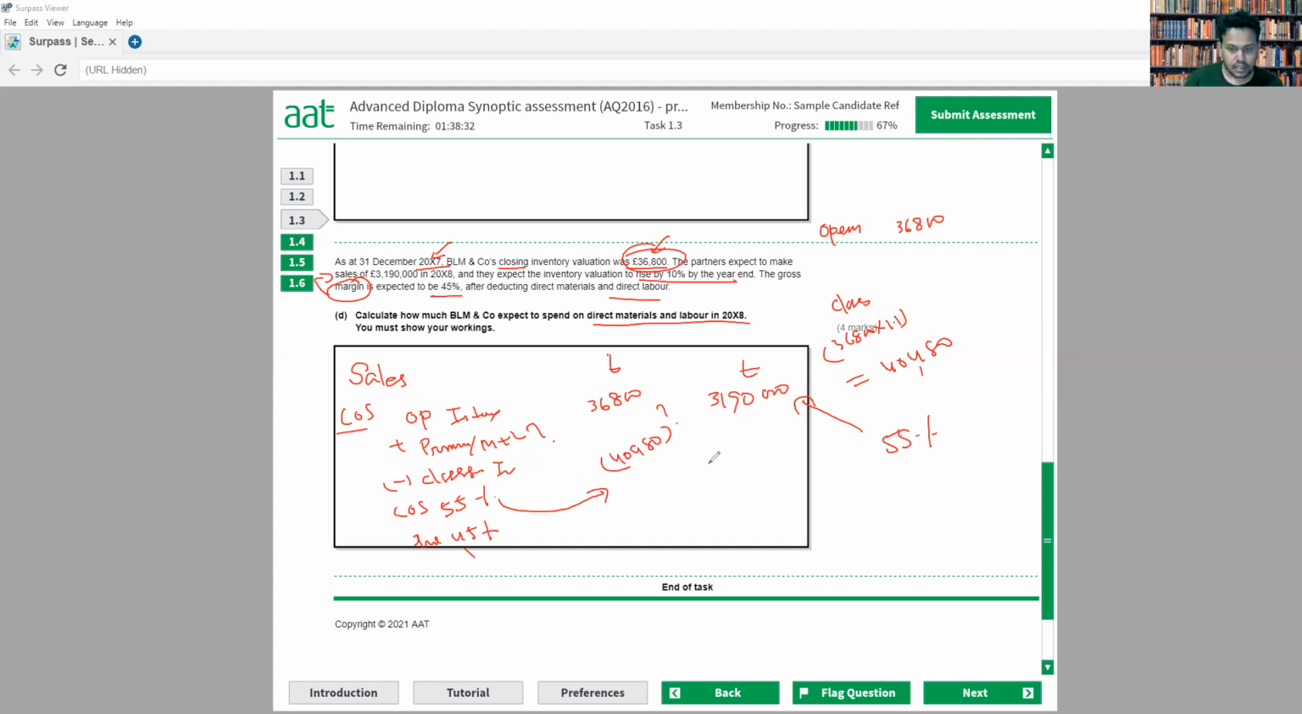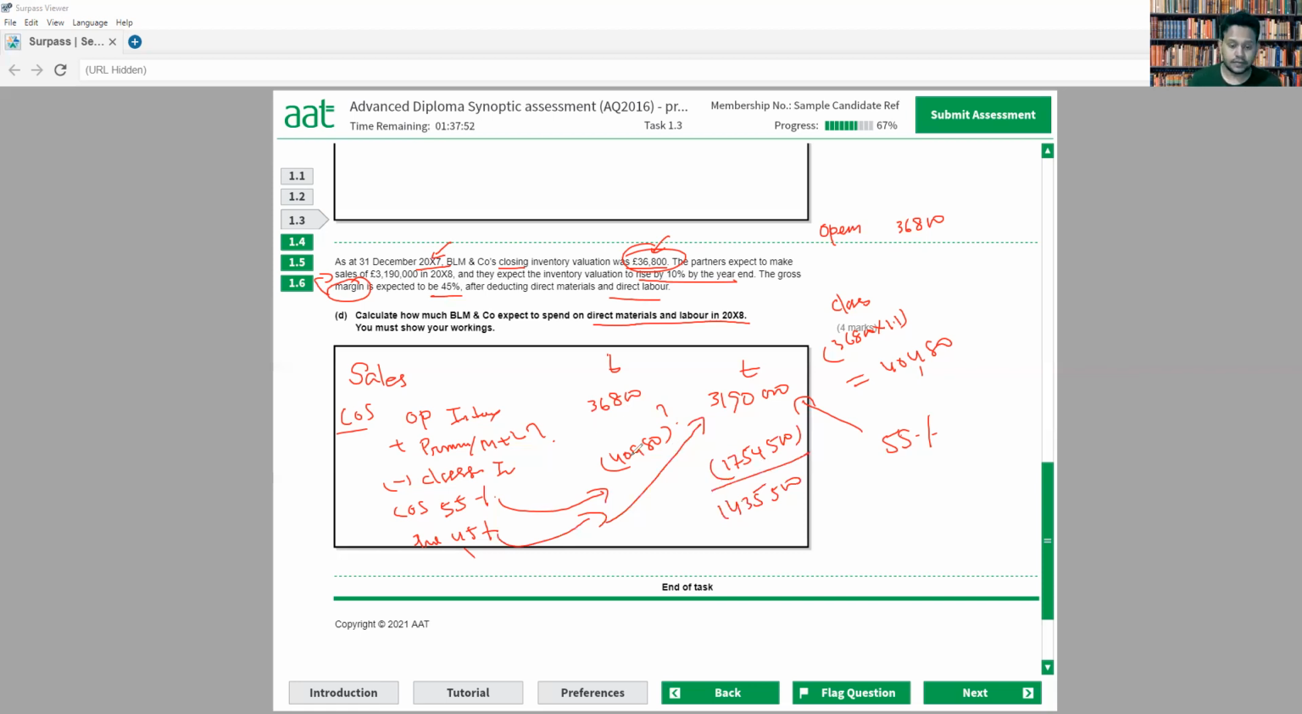So that gives me 175,500. Then we have a gross profit that is 45% again on the sales. So that is 45% of the sales. So that will give me 143,550.